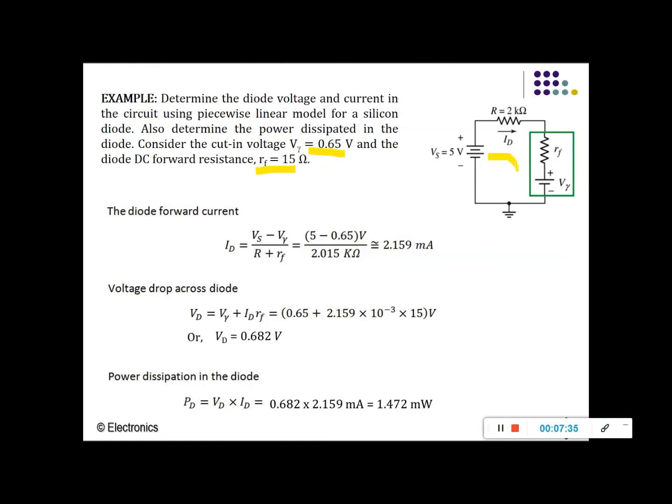Therefore, just do KVL again, and you're going to get the diode current. And this is the important thing: VD is equivalent to V gamma plus ID RF.